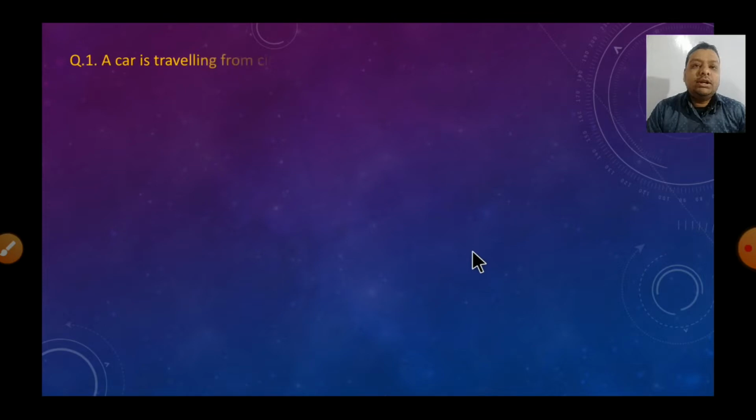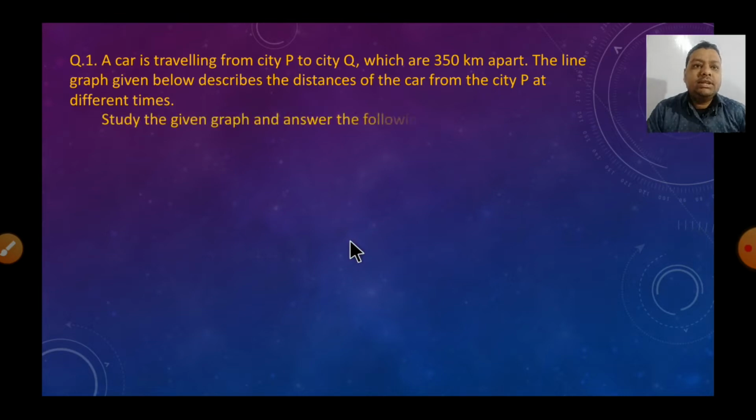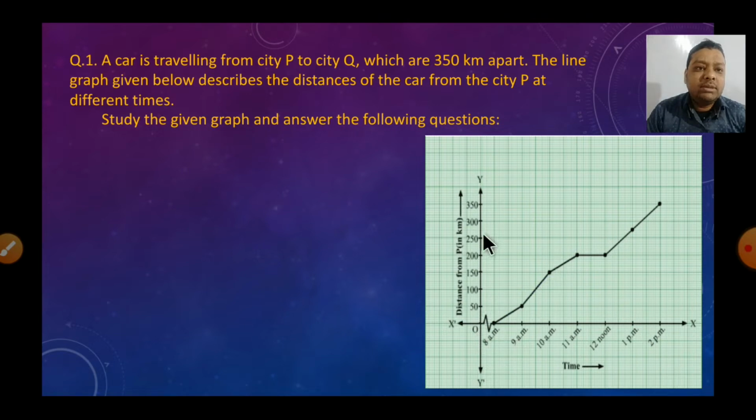Here, students, is the question: a car is traveling from city P to city Q, and the total distance between P and Q is 350 kilometers. The line graph given below describes the distance of the car from city P at different times. It means this graph is a distance-time graph. After reading this graph we have to answer some questions. At first, let's read this graph.